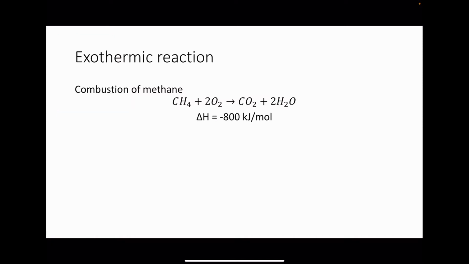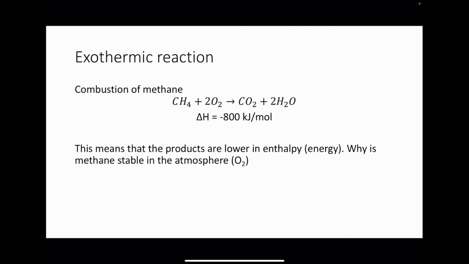So let's start with a familiar reaction, an exothermic reaction, the combustion of methane. We know this is favorable, it gives off energy, it gives off heat, right? This is the burning of natural gas. But the question is, if this is so favorable that it gives off heat, why is it that methane doesn't just combust spontaneously, because there's oxygen in the atmosphere all the time?